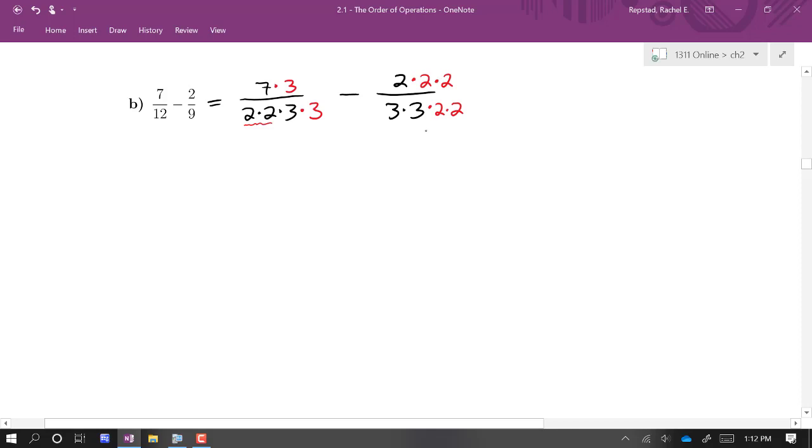Of course, if you're looking at that and say, why don't I just say times 4 on the top and the bottom, then by all means, please do that, because that will give you the same result. So this becomes 4 times 9, which is 36, as our common denominator. So we have 21/36 minus 8/36. And 21 minus 8 is 13.